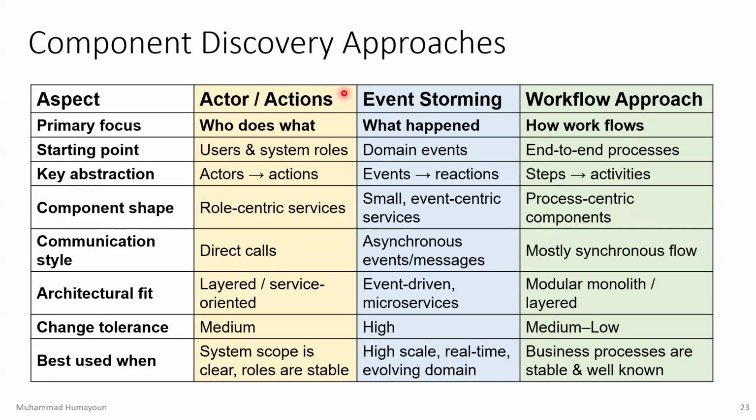The starting point in actor action approach is users and system roles. In event storming, it is all about domain events. And workflow approach is based on end-to-end processes, business processes. The key abstraction in actor action is what the actors are and what actions they perform. In event storming, it is what the events are and what reactions happen when the events occur. And in workflow approach, what the steps are and what the activities against them are.